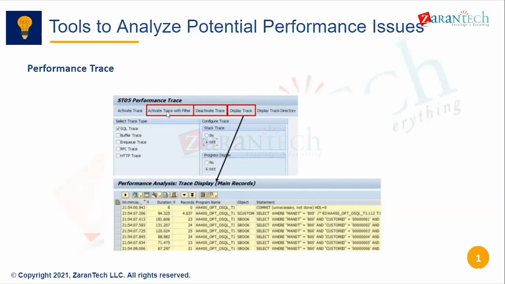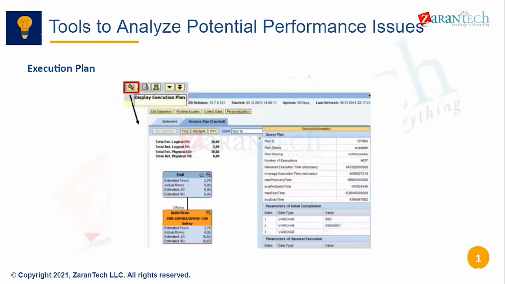First click on this and run the report. All the entries will be captured. Come back to this T-code, click on deactivate trace, and then click on display trace. Then you should be able to see all the SELECT traces being used inside that particular custom report or program. This is how we generally take the performance trace using the ST05 T-code.